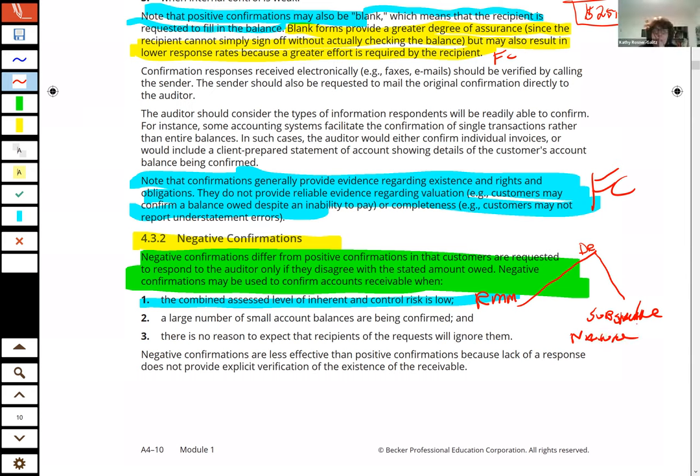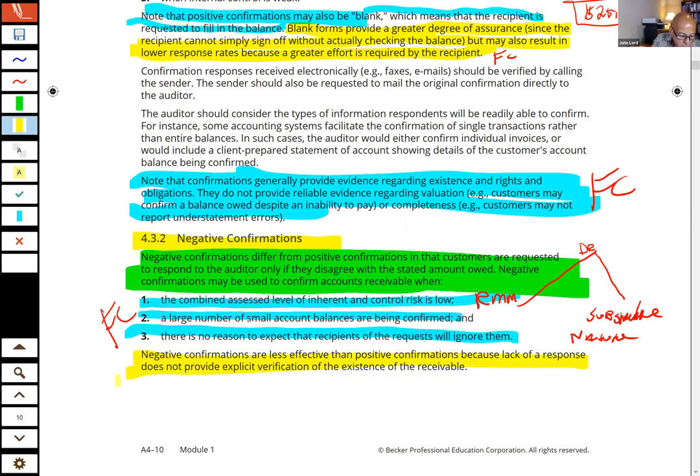Okay. And it's okay if you have that, there are small account balances, a large number of small account balances. For example, you're not going to send out a statistically valid sample of positive confirmations when you're auditing PG&E. I mean, you'll be there the rest of your life dealing with all those positive confirmations. And there's no reason to expect that the recipient of the request will ignore them. But those are things worth flashcarding as to when negative confirmation would be okay. And of course, we've talked about how it's less effective. Okay. All right, good.